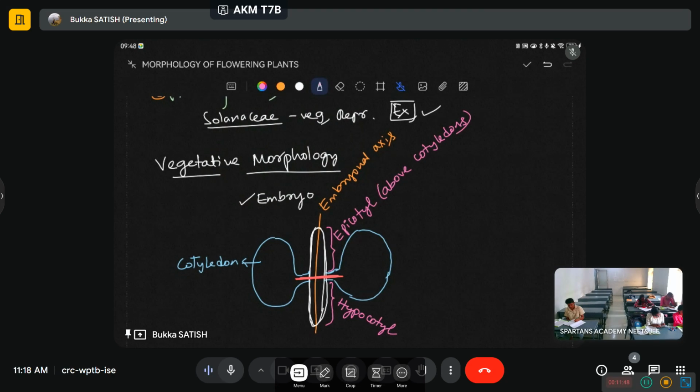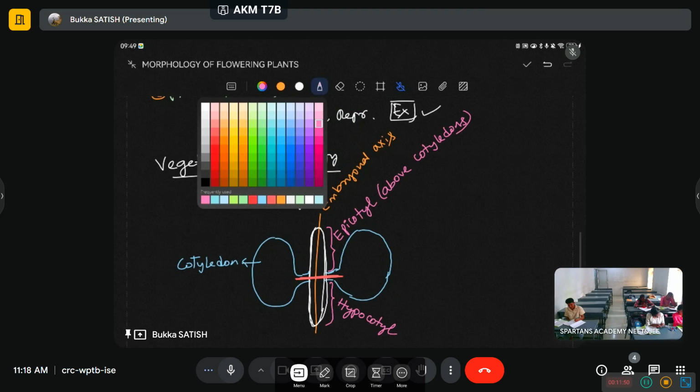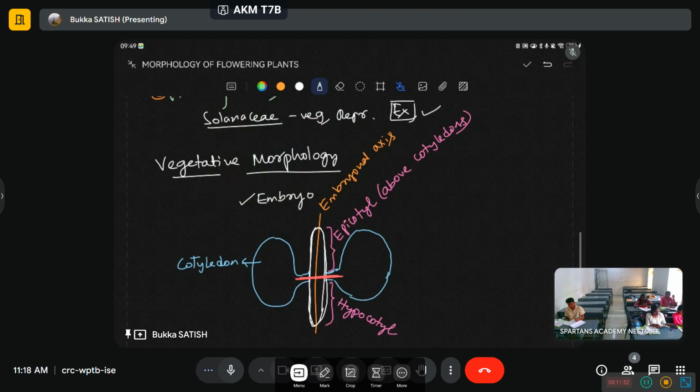Right. Now in this, the terminal portion of this epicotyl, exactly this part, is what we call plumule, whereas this part is what we call what?